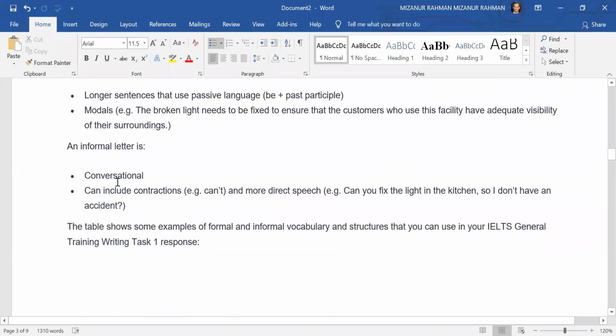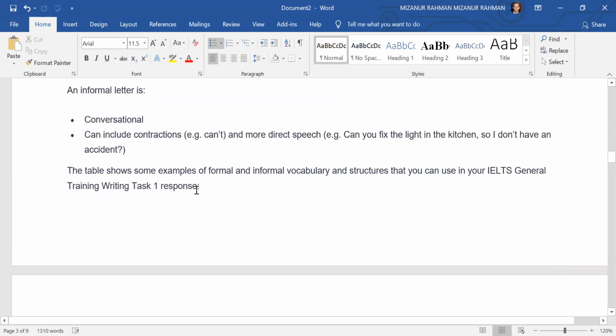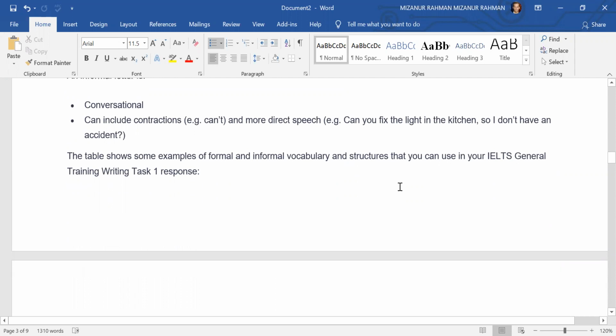An informal letter is conversational, like you are talking to him. It can include contractions like can't, mayn't, and more direct speech, like, can you fix the light in the kitchen so I don't have an accident? Understand that? The table shows some examples of formal and informal vocabulary and structure that you can use in your IELTS General Writing Task 1 response.